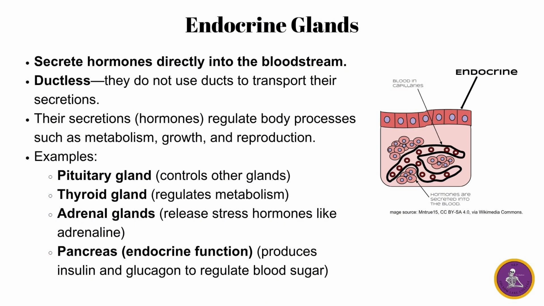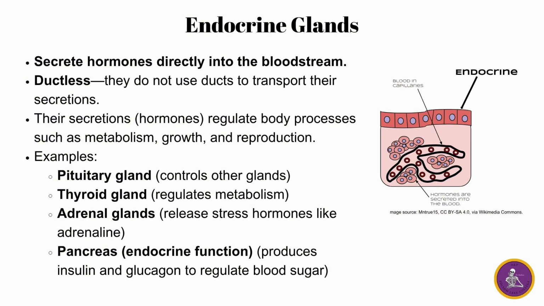Endocrine glands release hormones directly into the bloodstream, so they are ductless. Once in circulation, these hormones act on distant organs and tissues to regulate body functions. Endocrine secretions are typically involved in long-term processes like growth, metabolism, reproduction, and stress response.